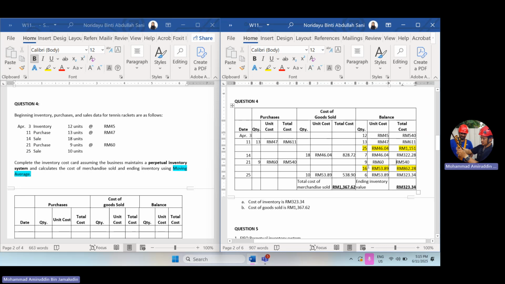The moving average, the formula is FIFO? You ask the method? Yeah, the method. First in, first out. It's a method. Moving average is another method. Another name we call it is average cost method. Same thing. In the exam, we will tell you which method.